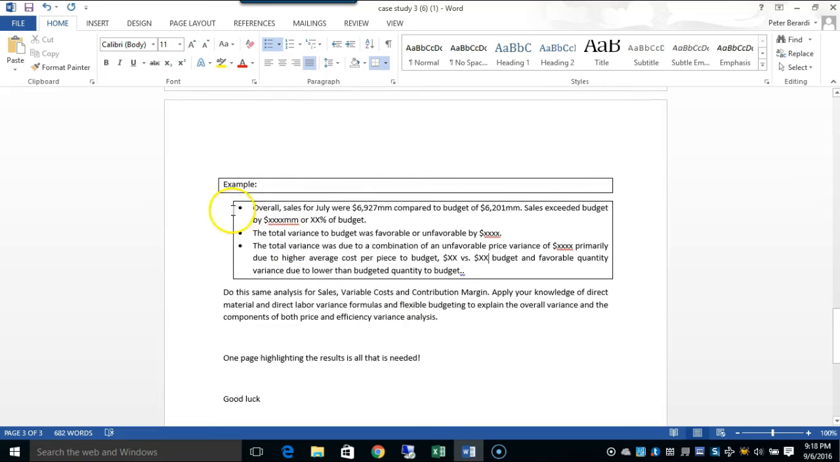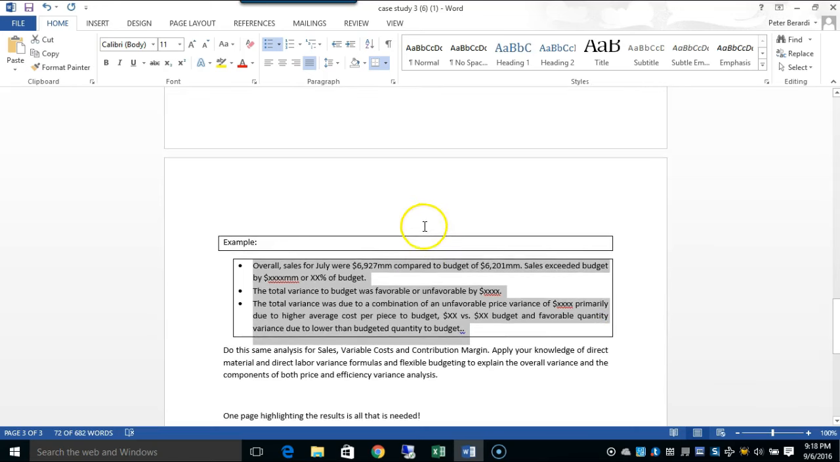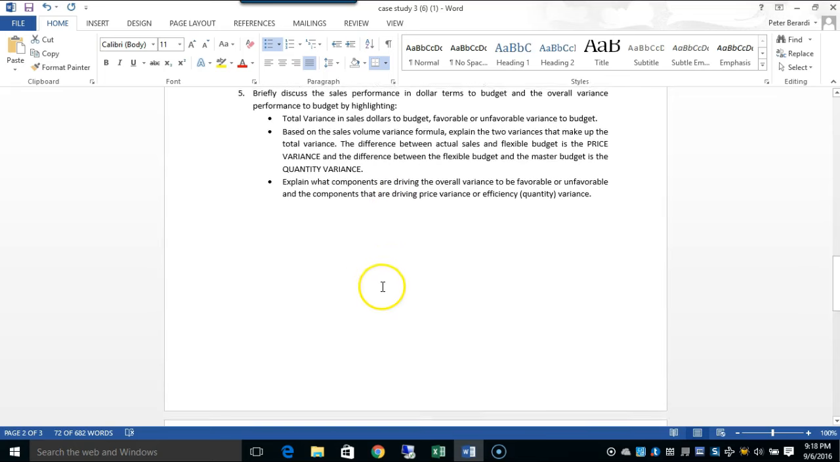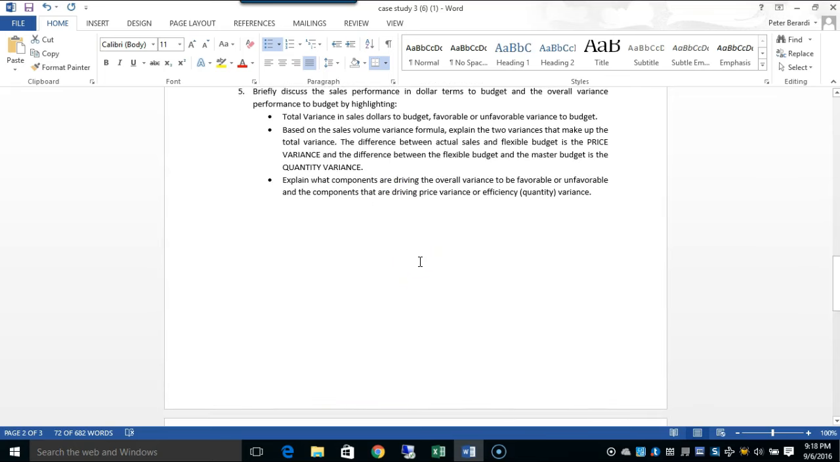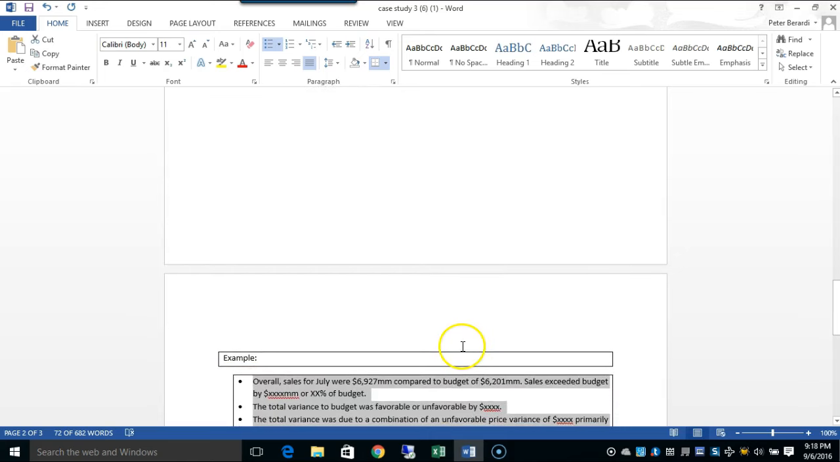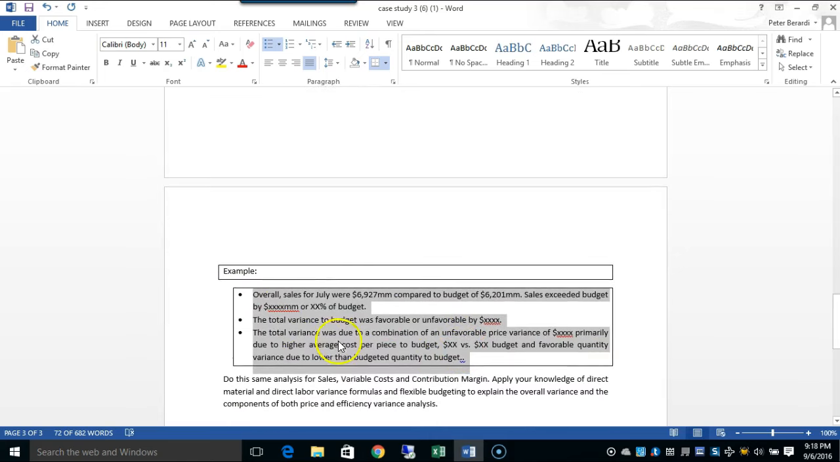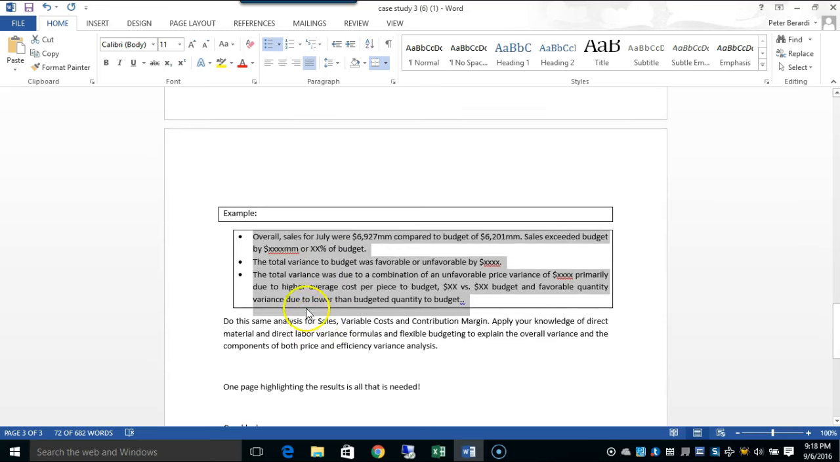One page, create outlines, do bullets, encapsulate them in a frame like this if you want. Don't do mumbo jumbo. In other words, keep sales separate. Make a paragraph, then go to variable costs and go to contribution margin. Use outlines like this to make it so that the reader can distinguish that you're not mixing contribution margins with your variable costs discussion. So keep it clean, neat, concise.